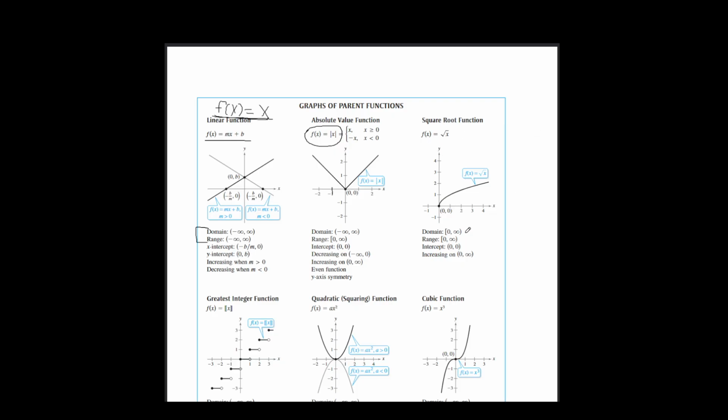So the square root function, we can't plug in any negative numbers to a square root function, so we don't go anywhere in the negatives. Also, whenever we take a positive number and we take the square root of it, we're going to get another positive number. So our domain and range are both from 0 to infinity.